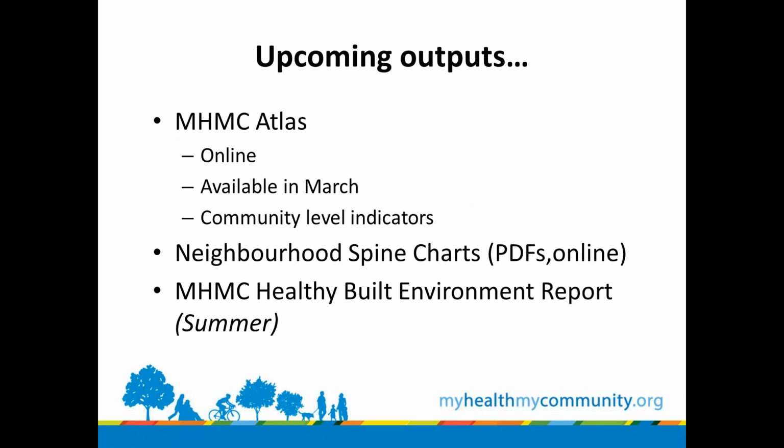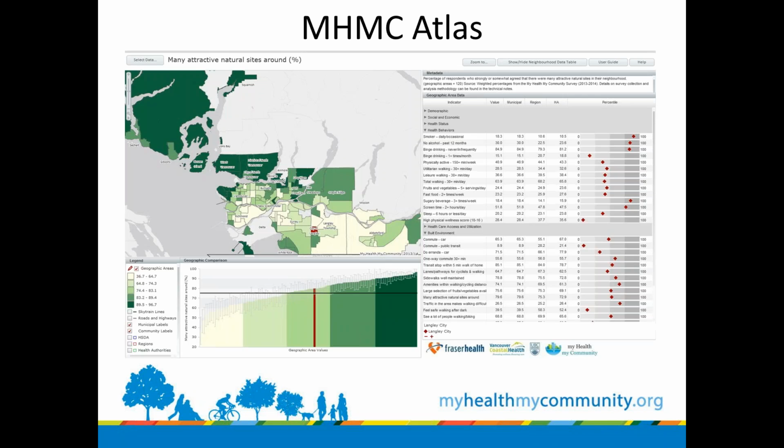In terms of what's upcoming for My Health, My Community, we currently have what's called the My Health, My Community Atlas, and this is online. It is now available. If you go to the myhealthmycommunity.org website, you can link to the atlas. And this gets down to the community level indicators, and you can actually play around and select what community you want to look at, what indicators you want to look at. It will map them for you. It will allow you to compare them to other neighborhoods. Here's a screenshot from that atlas.